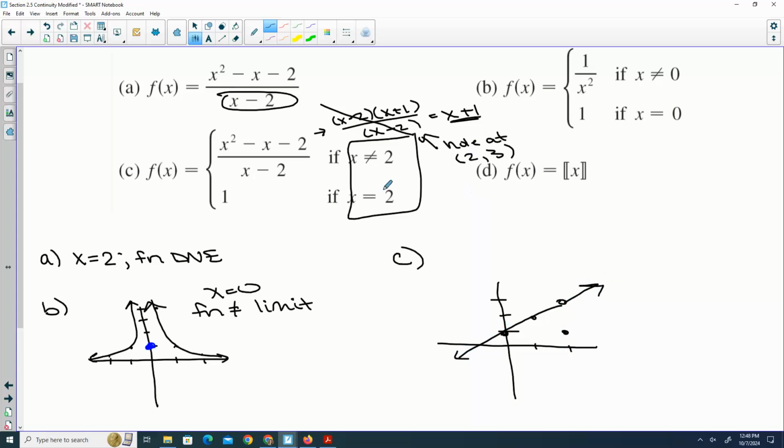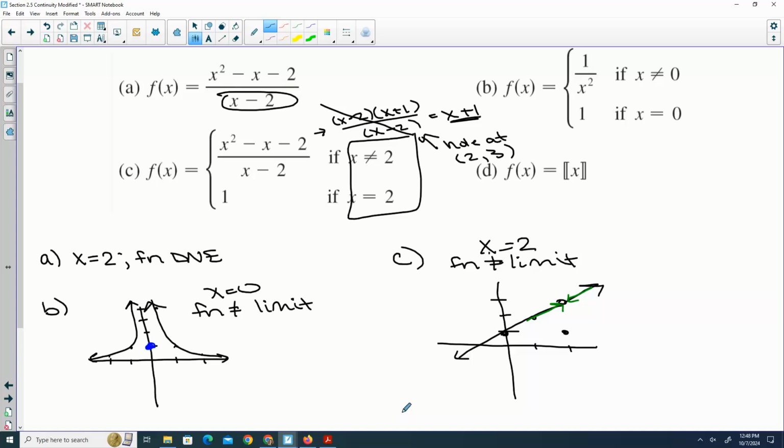So, does the function exist at 2? Yes. Does the limit exist at 2? Yes. The limit as x approaches 2 is 3. If I am on this line approaching when x is 2, my y is going to 3. So the function is equal to 1, the limit is equal to 3. So the function does not equal the limit. So it was at x equals 2, which is what we predicted.